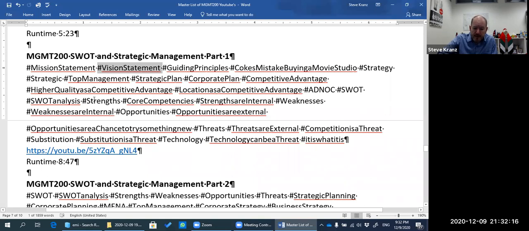In SWOT analysis, you know that SWOT stands for strengths, weaknesses, opportunities, and threats. We had core competencies earlier. We had competitive advantage earlier. So, you know, any questions on SWOT analysis? Okay.